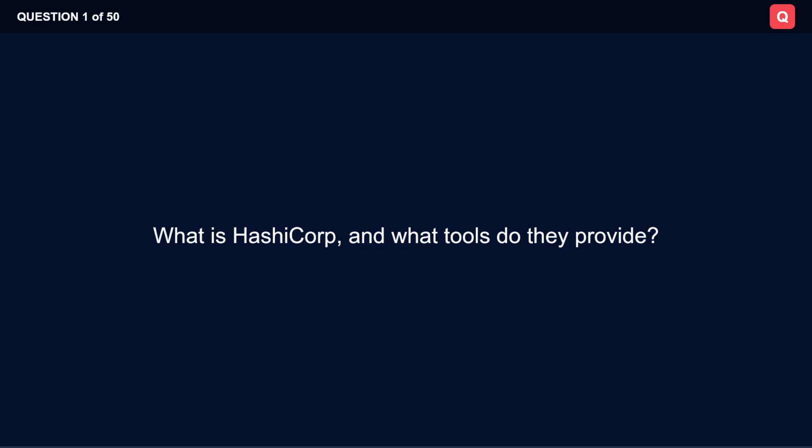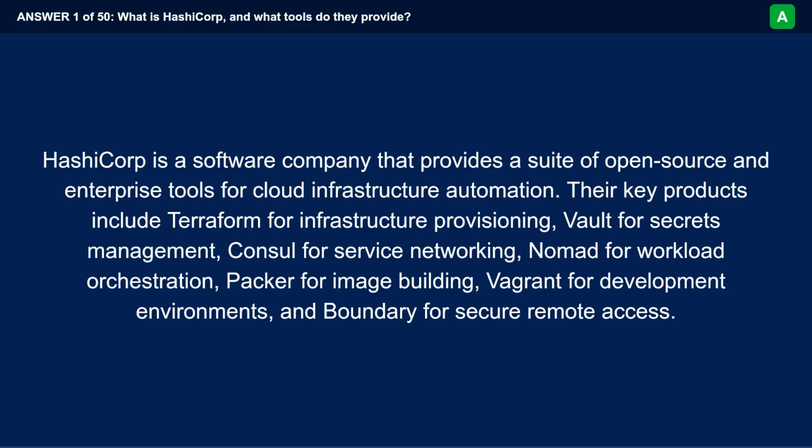What is HashiCorp, and what tools do they provide? HashiCorp is a software company that provides a suite of open-source and enterprise tools for cloud infrastructure automation. Their key products include Terraform for infrastructure provisioning, Vault for secrets management, Consul for service networking, Nomad for workload orchestration, Packer for image building, Vagrant for development environments, and Boundary for secure remote access.